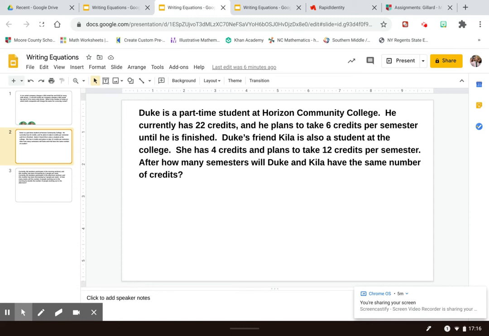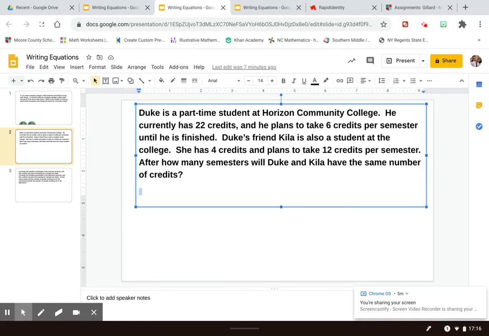So let's start with Duke. Duke has 22. Didn't mean to press the text box there, but we're stuck with it. So Duke has 22, and he plans to take 6 per semester hour. So he is adding 6 more per semester hour. So we have 22 plus 6x. And then Keela has 4, and she's going to take 12 per semester. And we want to know when they're going to be the same, or when are these two going to equal each other. All right, so same thing.